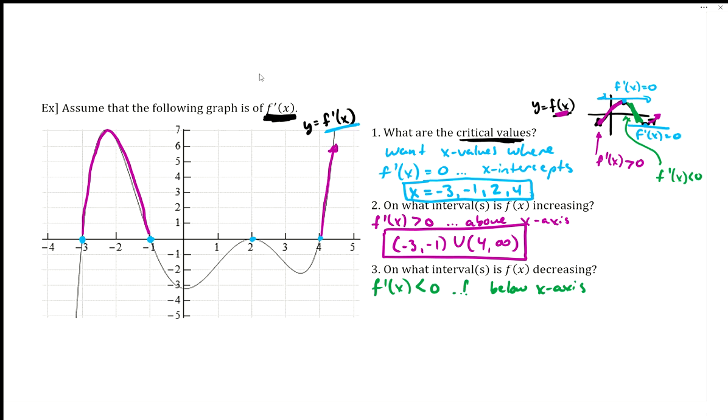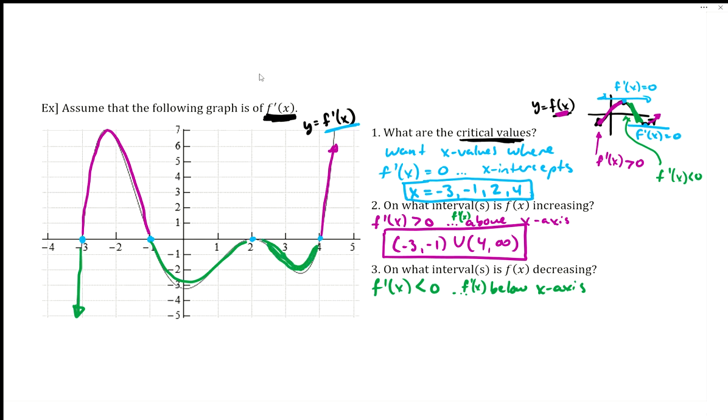Let's even mark the f prime of x below x-axis. Same deal, let me just mark that there, f prime of x above x-axis. So that's this in the green. And I'm highlighting. That one's a little off. That's okay. There we go.